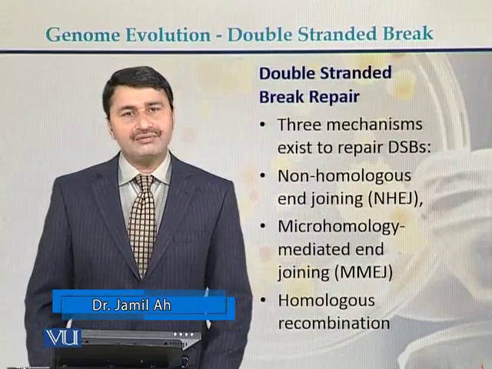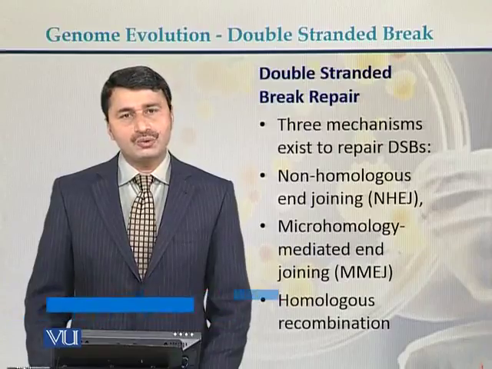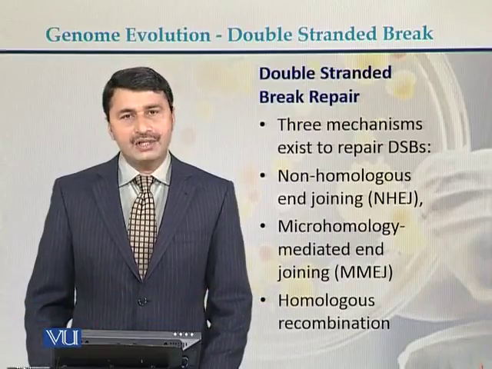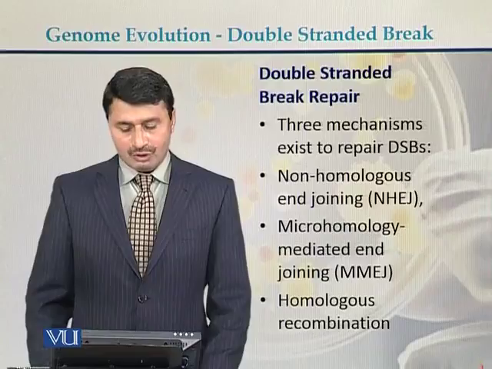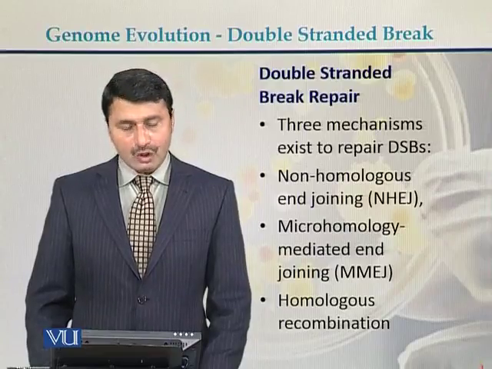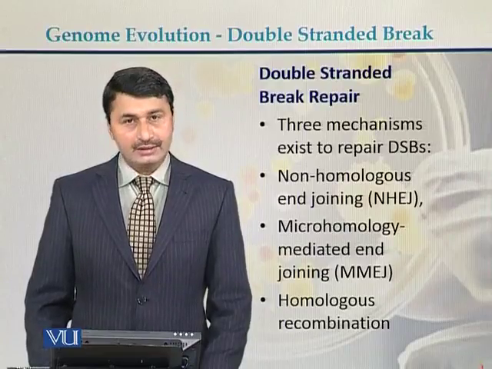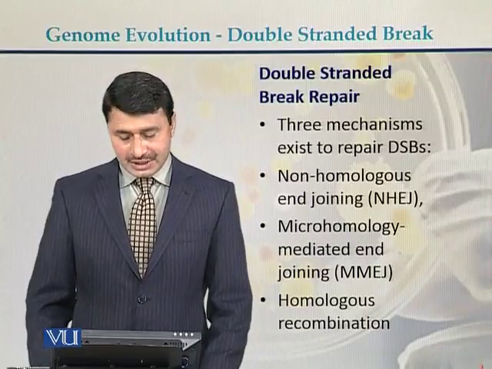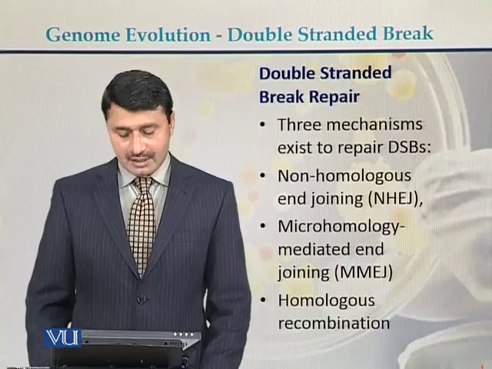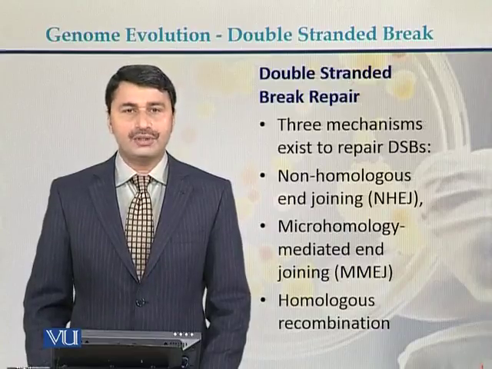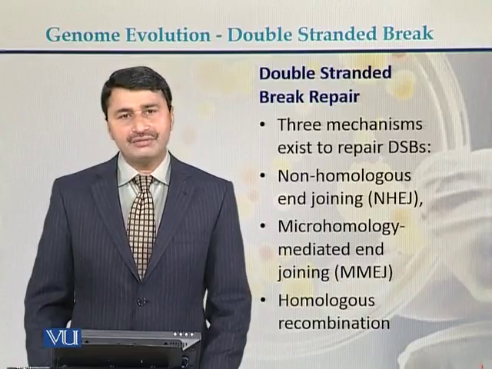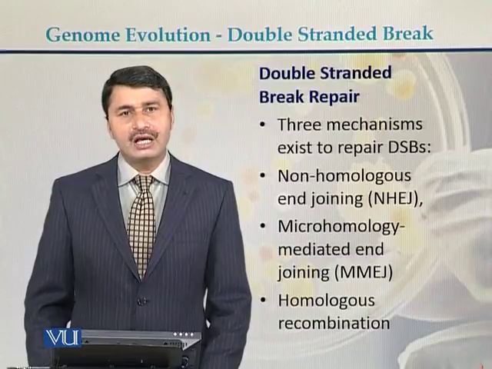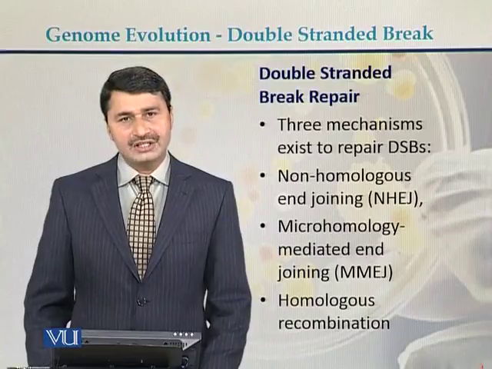There are three different mechanisms which are used to repair double-stranded breaks. Those mechanisms are non-homologous end joining, the second method is microhomology-mediated end joining, and the third method is homologous recombination. So there are three different methods by which double-stranded breaks are repaired.